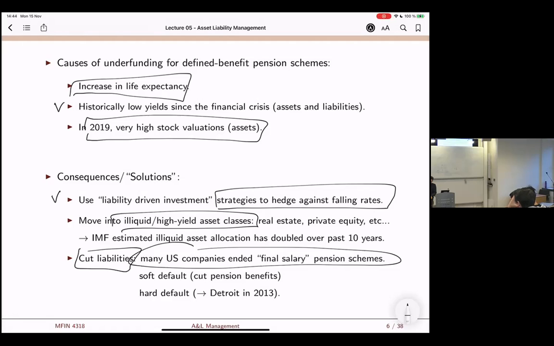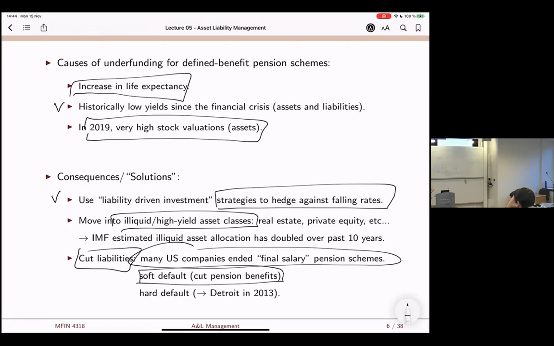Well, you can cut your liabilities, right? So that's the last thing. It's a form of default, and there are different ways in which you can do that. One thing I already said, some US companies stopped these final salary pension schemes where you were guaranteed something. One way to do a soft default is to actually cut pension benefits.